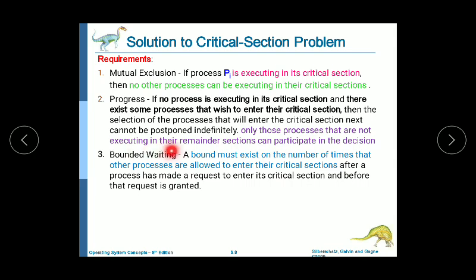Last one is about bounded waiting. A bound must exist on the number of times that other processes are allowed to enter their critical section after a process has made a request to enter its critical section and before that request is granted. That is, the number of times that a process can enter into the critical section must be limited. Indefinitely, just one process cannot enter into the critical section and execute for many number of times. So there exists a limitation. So these are the 3 requirements for a critical section problem.